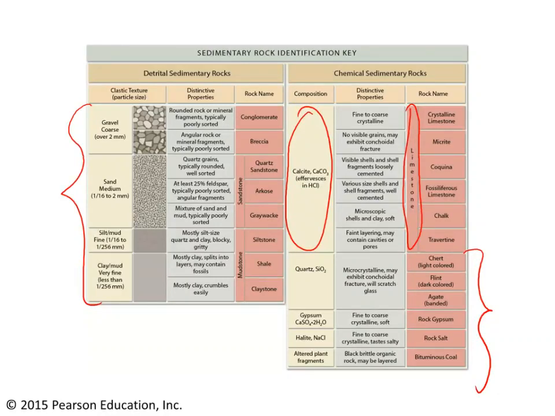We could have really fine-grained quartz, which is going to be so fine-grained you can't see the individual grains, but it'll scratch glass, so it's nice and hard, and it may have a conchoidal fracture. Depending on the color, that gets one of several different names. It could be gypsum, in which case you can scratch it with your fingernail. Halite would taste salty. And altered plant fragments make coal. That coal is going to be distinctive because it's black and it's brittle.